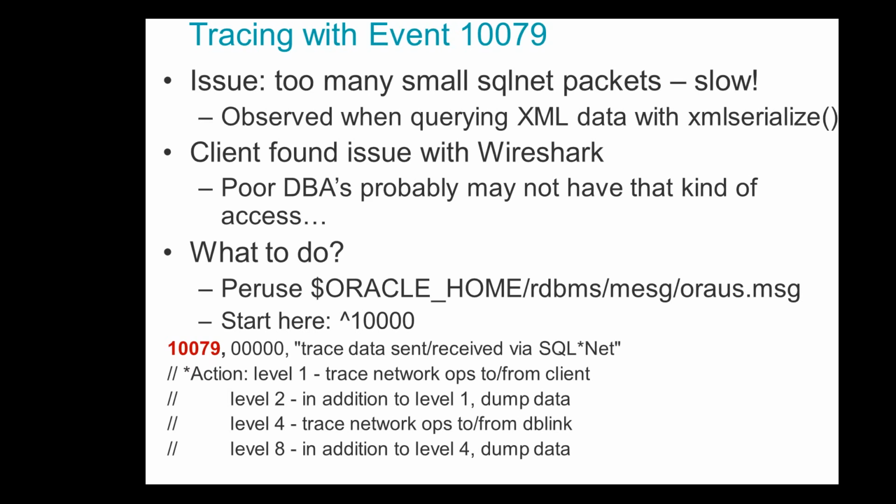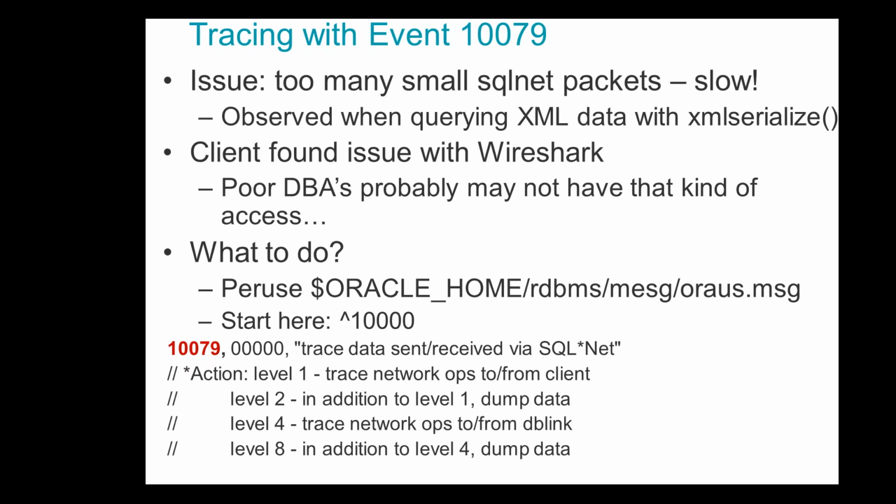So they started doing some troubleshooting and used Wireshark and found that there were a lot of packets going back and forth between the local client and the remote server that didn't seem to be of much use. Well, DBAs probably don't have access to Wireshark. You might, but even then you might need somebody to help you interpret it. At this point, I was asked to find out what was going on.